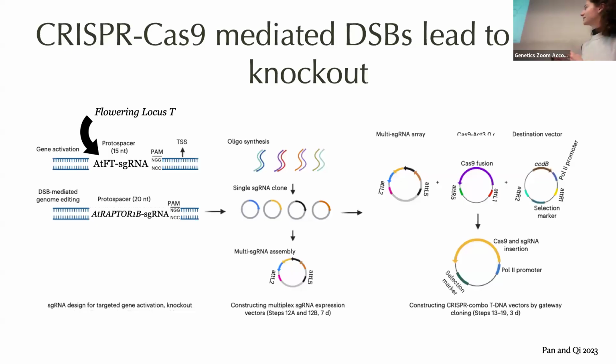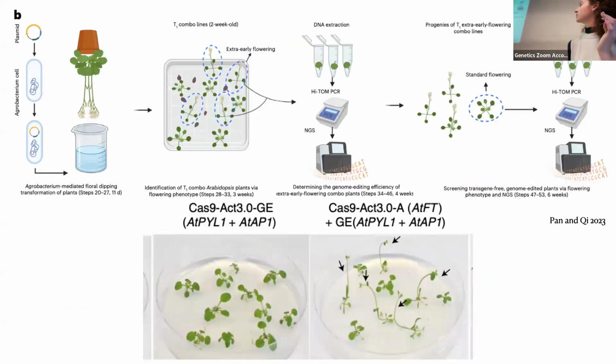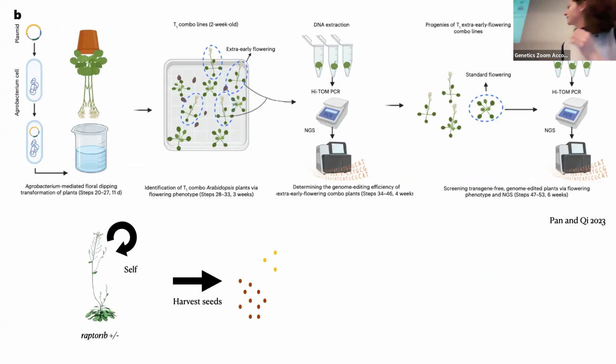This is this plasmid that is transformed into agrobacterium and ready for floral dipping. So this will be the next step in hopefully 2 weeks or something. What does that say? 2 weeks? 3 weeks.